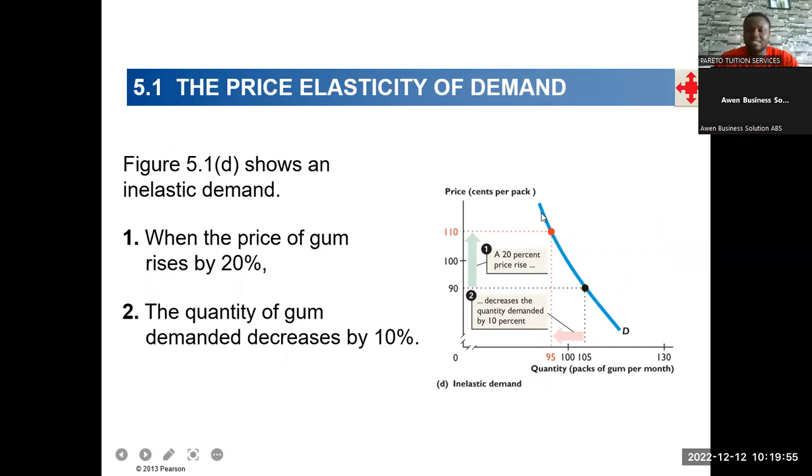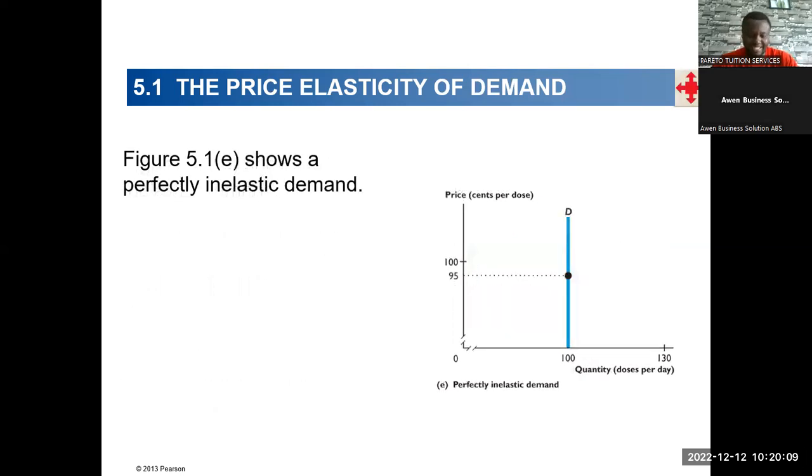Here, the curve is steeper. If you compare this to the elastic one, the inelastic curve is steeper than that of the elastic curve. Okay. Then the last one is the perfectly inelastic.